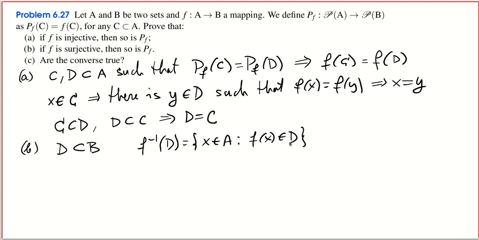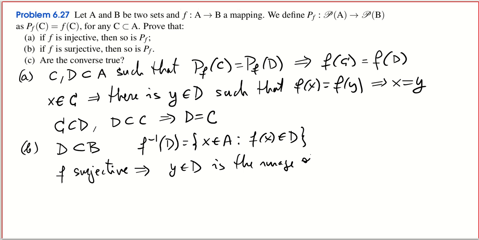Now, since F is surjective, every element in D is the image of some element in A. So if F is surjective, that implies that any element y in D is the image of some element of A, which means that F minus 1 of D is not empty.